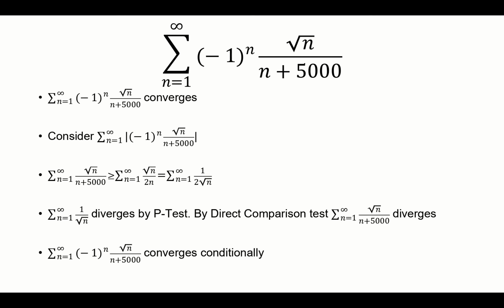All three criteria are met, therefore by the alternating series test, the series converges. The next step is to see if it converges absolutely. So we'll take the sum of the absolute value, and when we take the absolute value, the (-1)^n disappears, and we're just left with square root of n over n plus 5000.